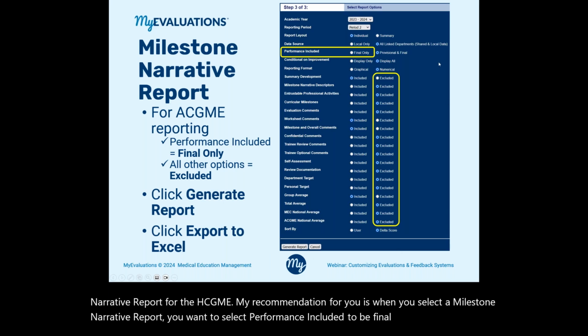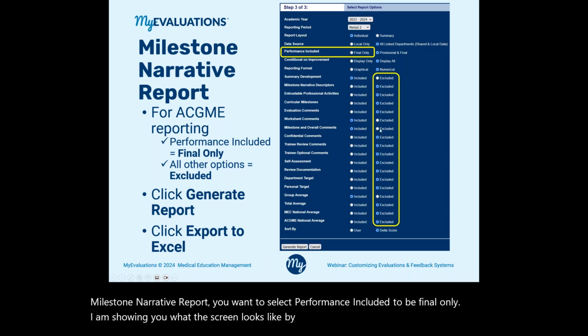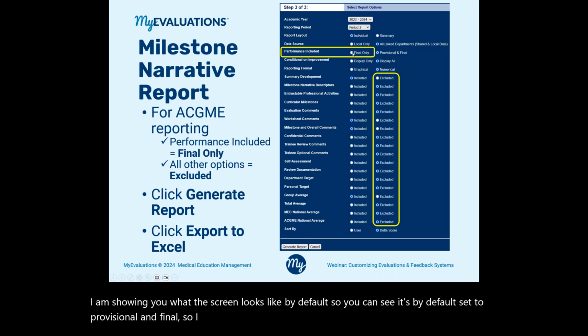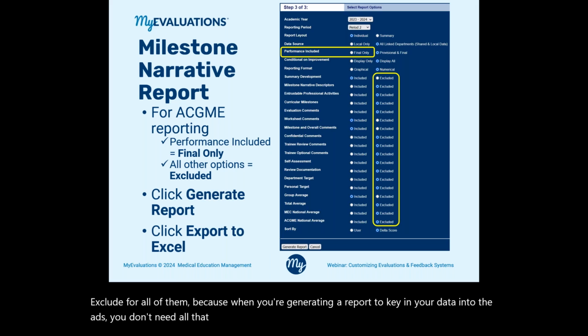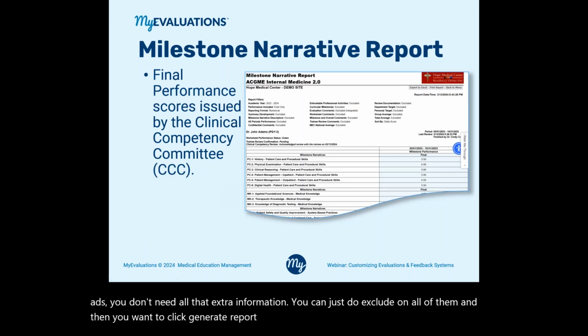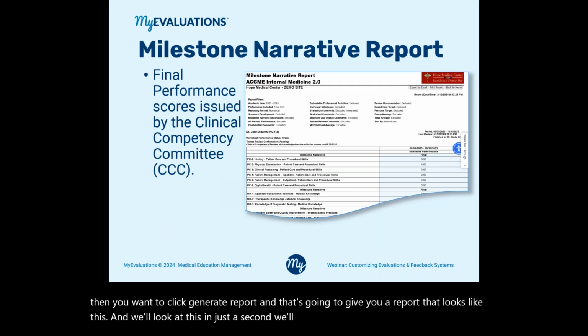I am showing you what the screen looks like by default. So you can see it's by default set to provisional and final. So I suggest you change that to final only. And then for the options on the right-hand side, select exclude for all of them, because when you're generating a report to key in your data into the ADS, you don't need all that extra information. You can just do exclude on all of them, and then you want to click generate report, and that's going to give you a report that looks like this. We'll run that really quickly.